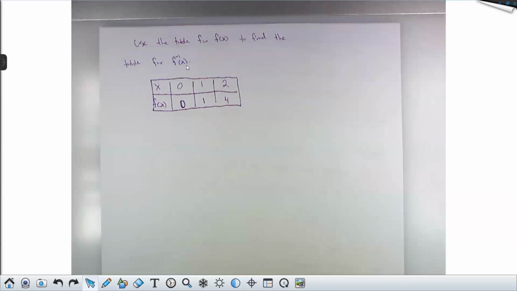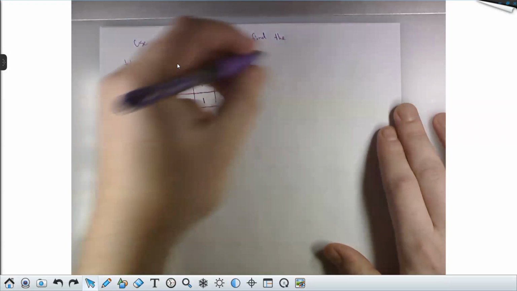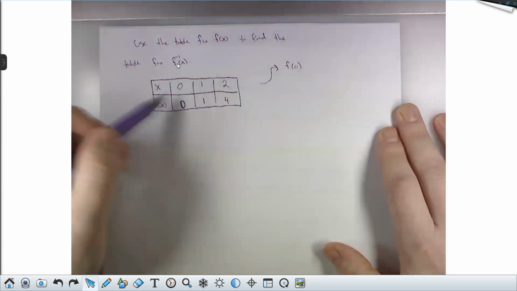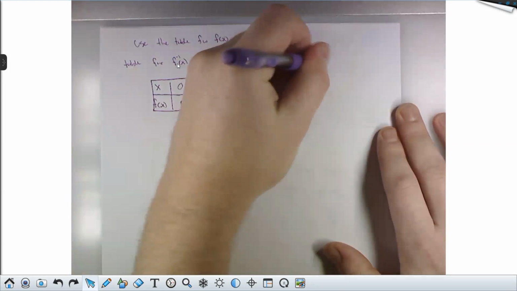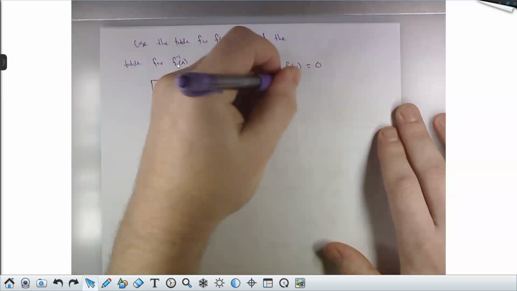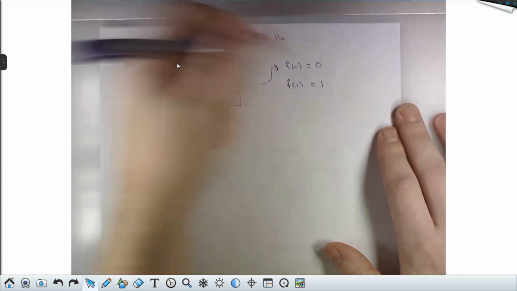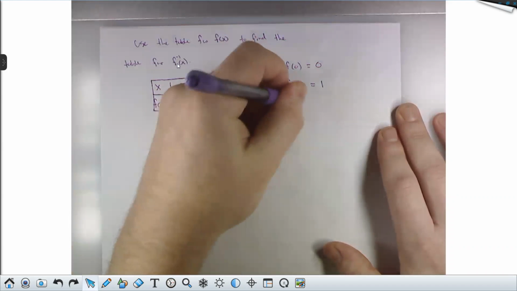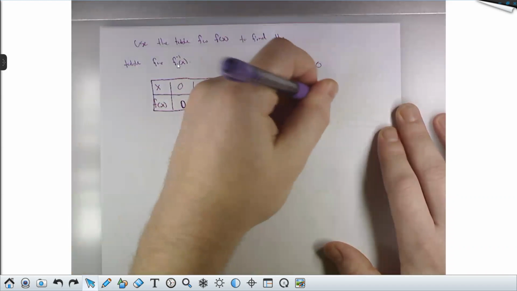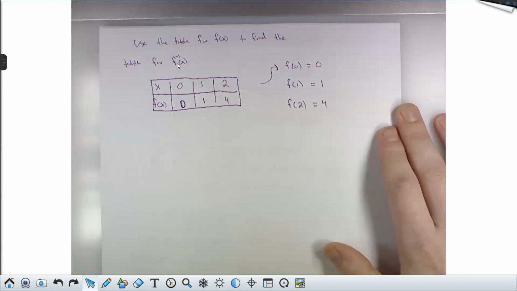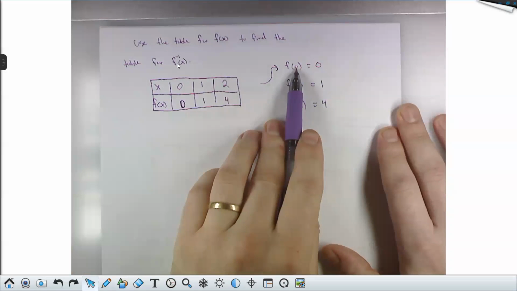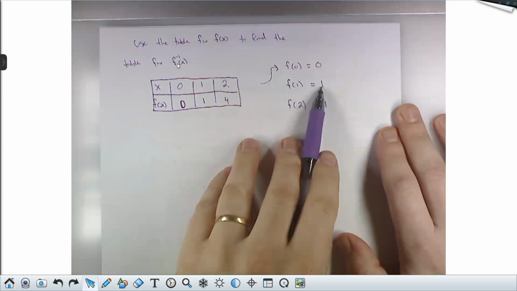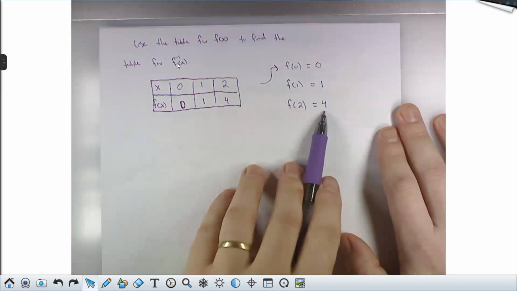Remember what the inverse does. So one way of reading this table, we can say from the table, we see that f of 0 is 0. f of 1 is 1, because when x is 1, f of x is 1. And f of 2 is 4. This means that f sends the input 0 to the output 0, sends the input 1 to the output 1, and sends the input 2 to the output 4.